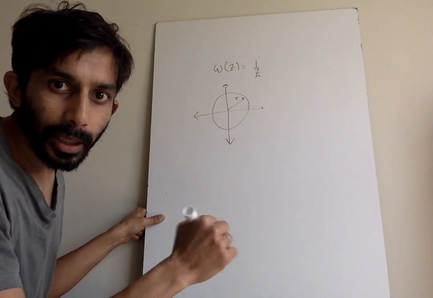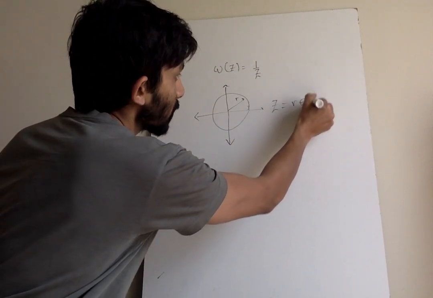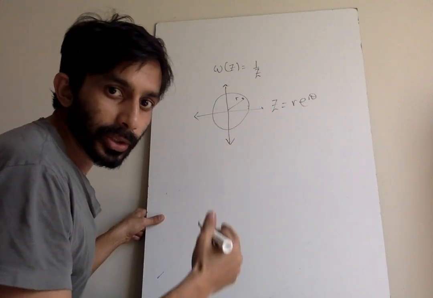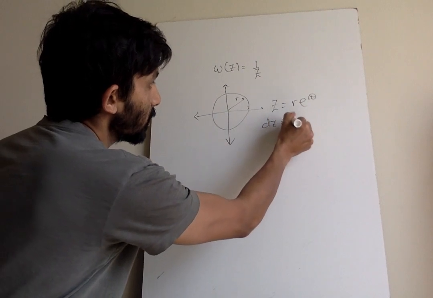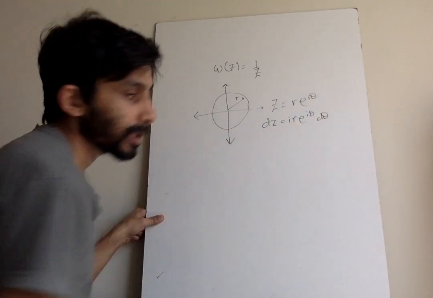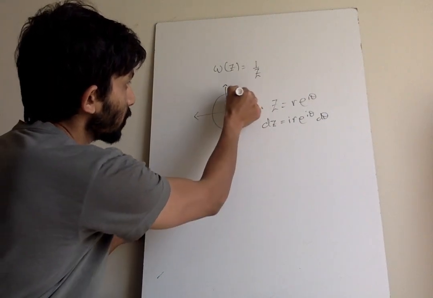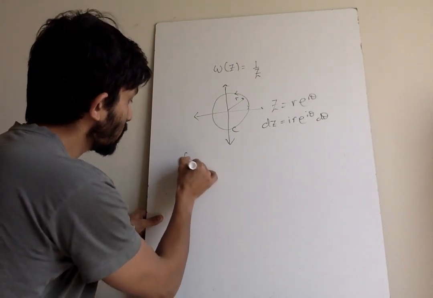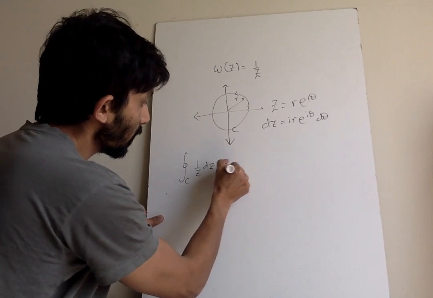the complex number z can be written in polar form as r e to the power of i theta. And as you move along the contour, the radius doesn't change, it's only theta which changes. So the differential of this is i r e to the power of i theta d theta. So let's say we are moving along the contour once in the counterclockwise direction, and we evaluate the integral of 1 over z dz along this particular contour.